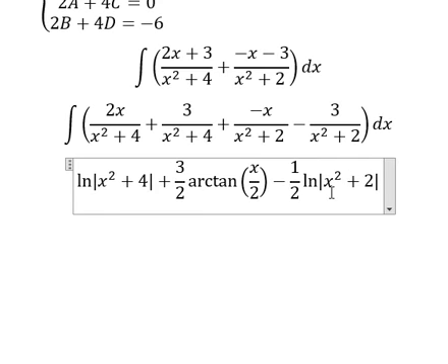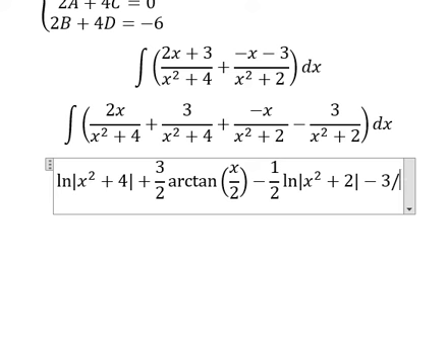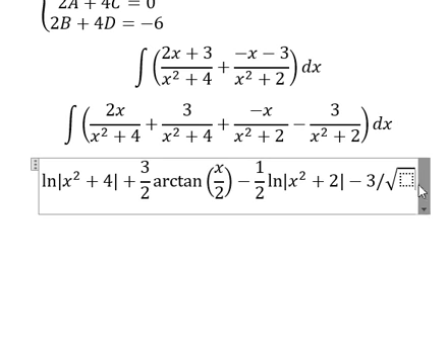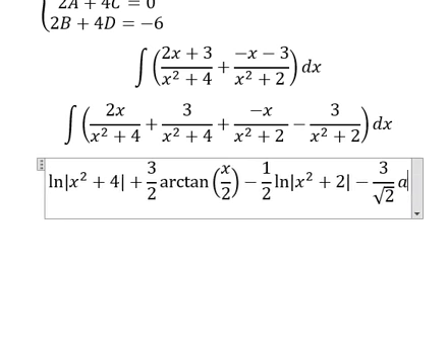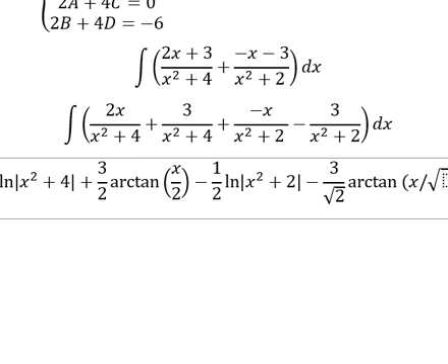And the last one, the integration of this one, we have number 3 over the square root of number 2 or tan of s over the square root of number 2.